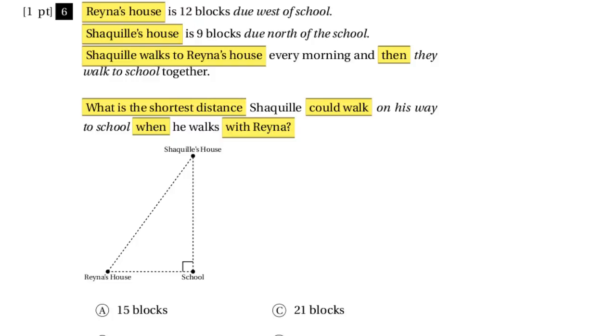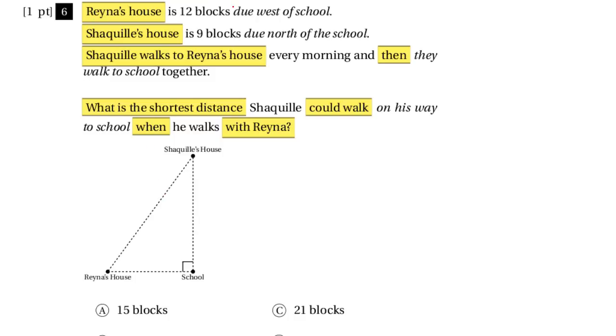In problem number 6, we see a word problem where Raina's house is 12 blocks due west of the school, Shaquille's house is 9 blocks due north of the school, and Shaquille walks to Raina's house every morning and then they walk to school together. So if I take a look at my diagram down here, I can see that there's no numbers involved. So let's actually reread what that means.